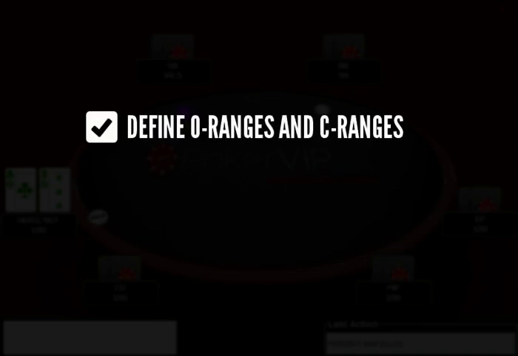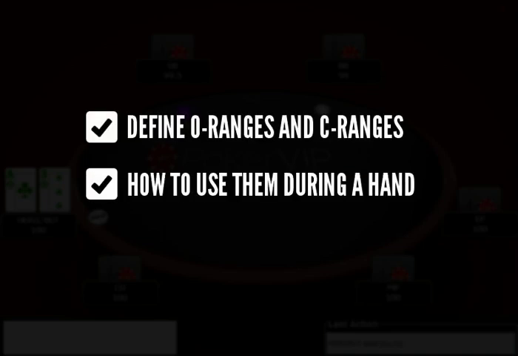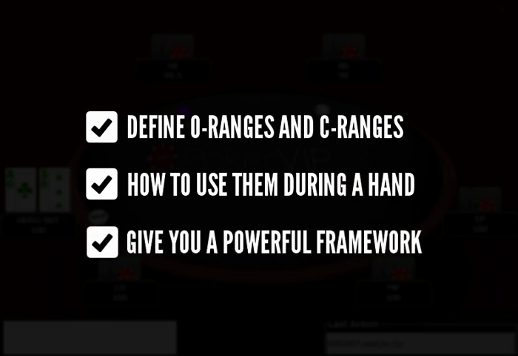So in this video we're going to define what O ranges and C ranges are. We're going to look at how to use them in a multitude of different ways, from 3-bet spots to 4-bet spots to post-flop spots, and ultimately hopefully give you a nice little framework to work with, both for value betting and bluffing. So without further ado, let's jump right into it, start having some fun, and talk about O ranges and C ranges.